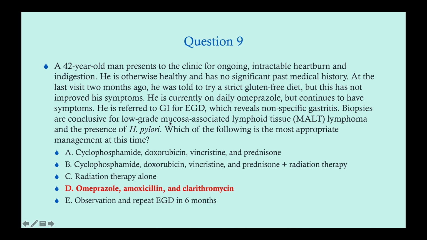Now, if this were a high-grade MALT lymphoma, then you would go to chemo. If this were not associated with H. pylori, well, then triple therapy wouldn't work, so you'd go to chemo. And you can also do radiation in conjunction, but you don't need to know that stuff for USMLE. What you do need to know is that the treatment for MALT lymphoma, and if you get it on the USMLE, it'll always be low grade and associated with H. pylori. The treatment is the triple therapy.